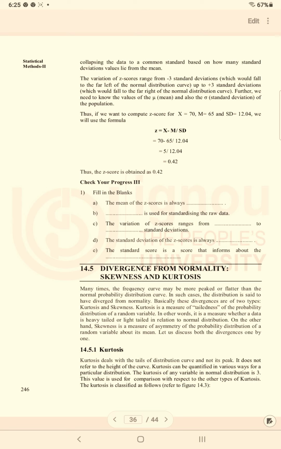14.5.1 Kurtosis deals with the tails of the distribution curve and not its peak. It does not refer to the height of the curve. Kurtosis can be quantified in various ways for a particular distribution. The kurtosis of any variable in normal distribution is 3. This value is used for comparison with respect to the other types of kurtosis. The kurtosis is classified as follows, refer to figure 14.3.